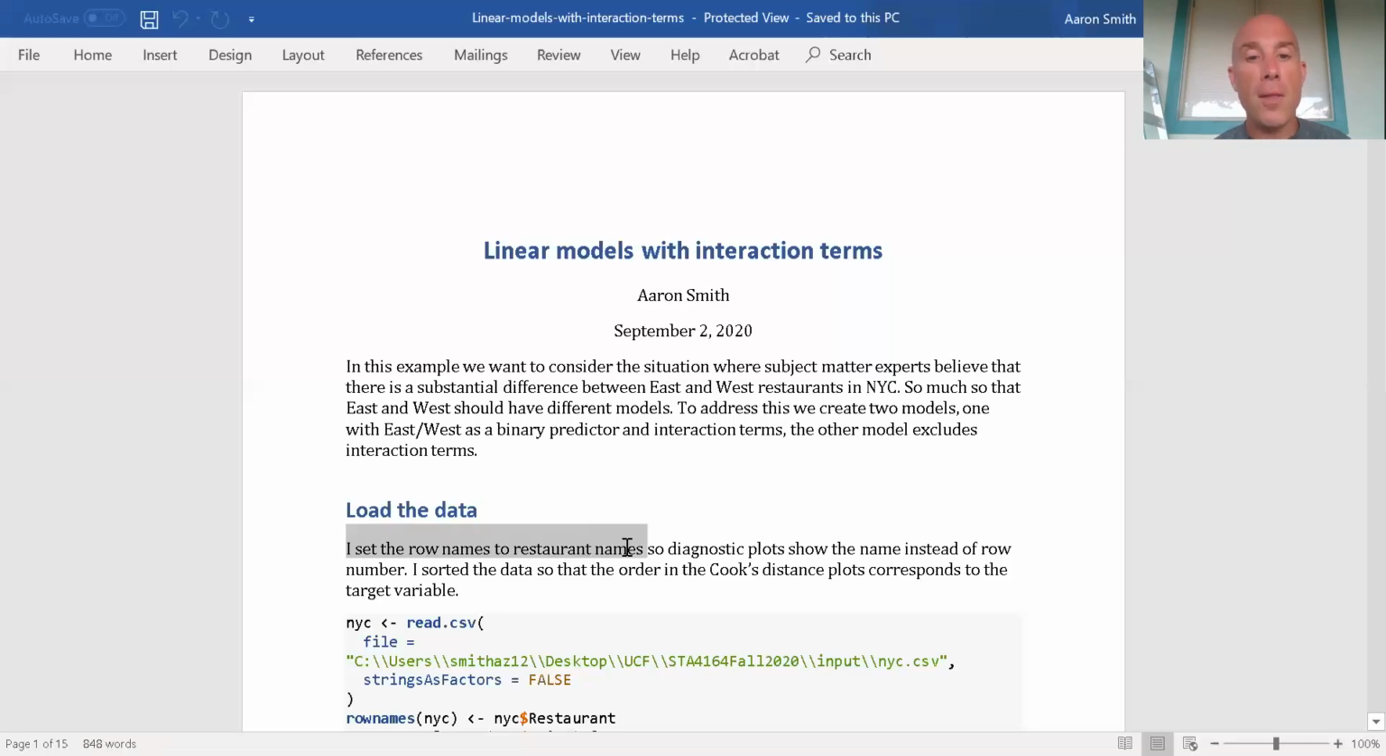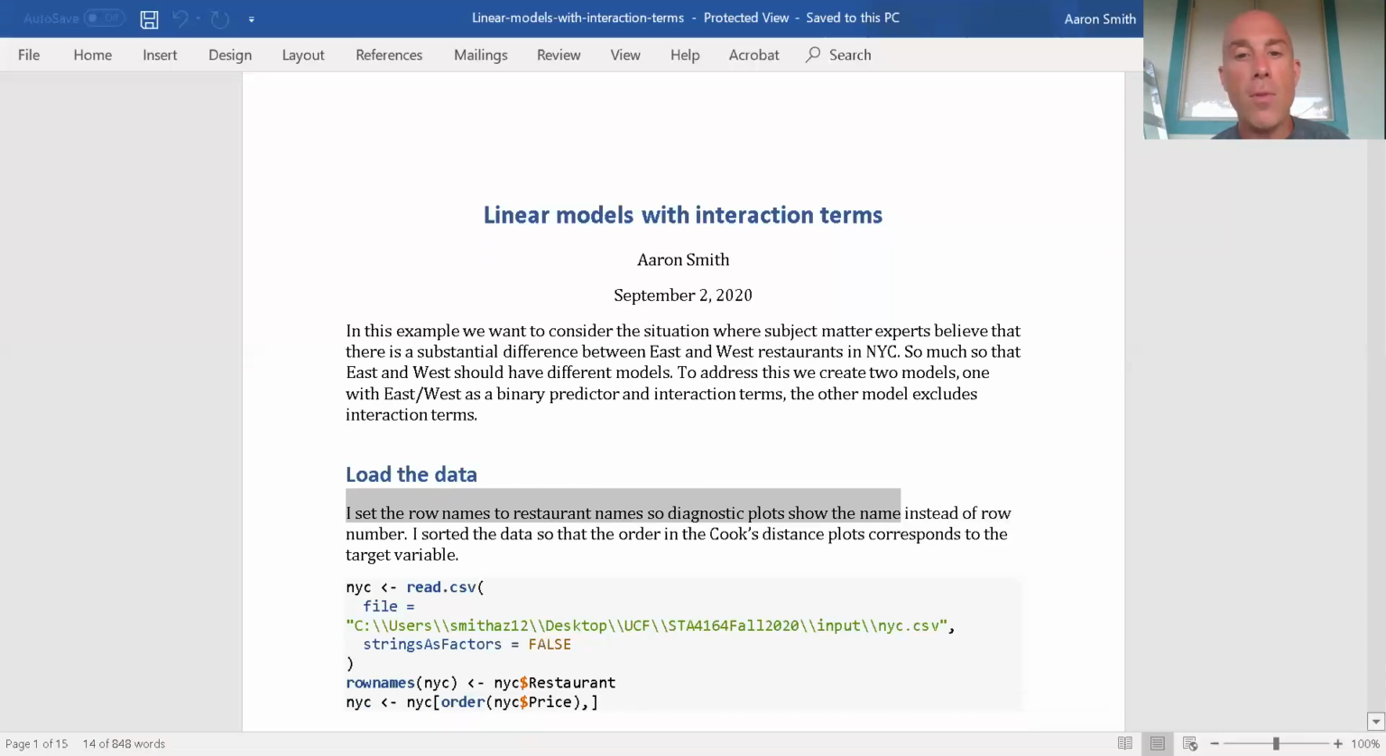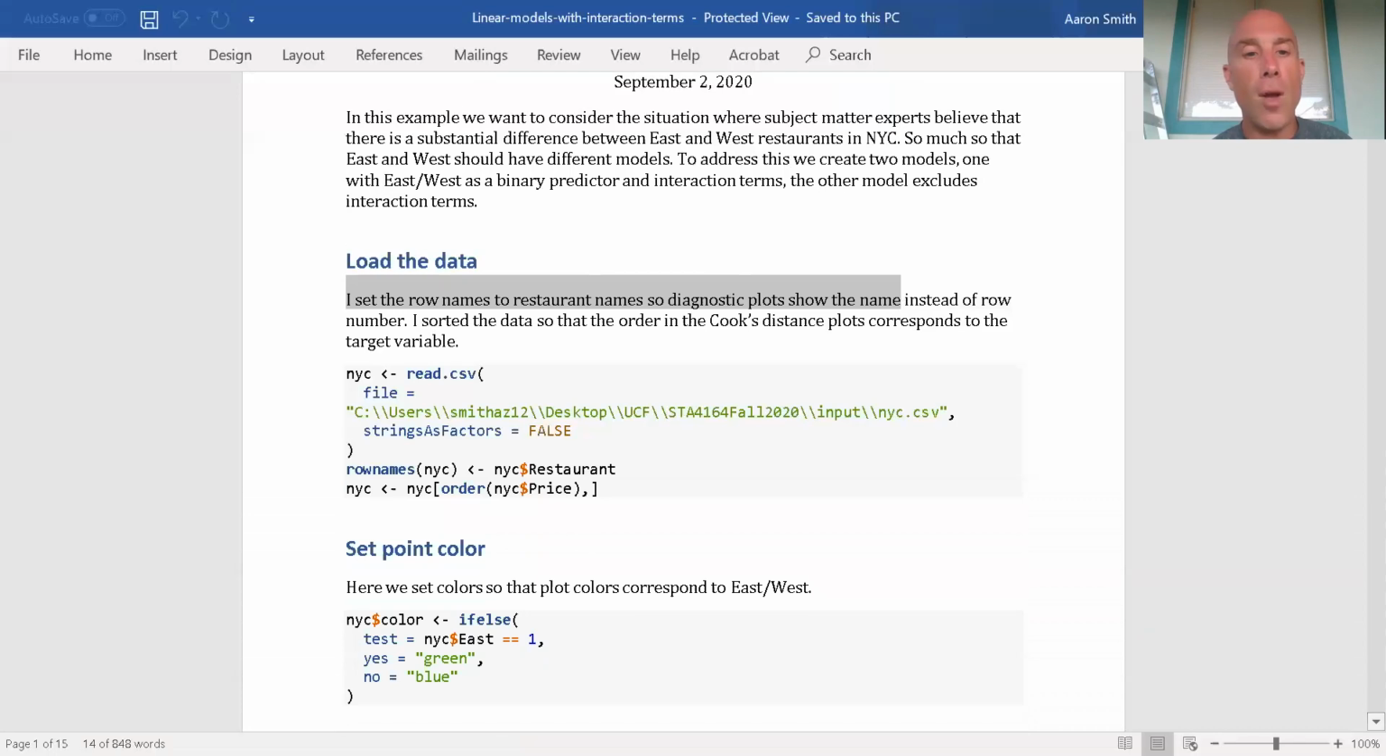All right, something I did want to go through is I set the row names to the name of the restaurant. So row names NYC are set to the restaurants. That way, when I'm looking at the diagnostics on the plots, I'll see the name of the restaurant rather than the row number.